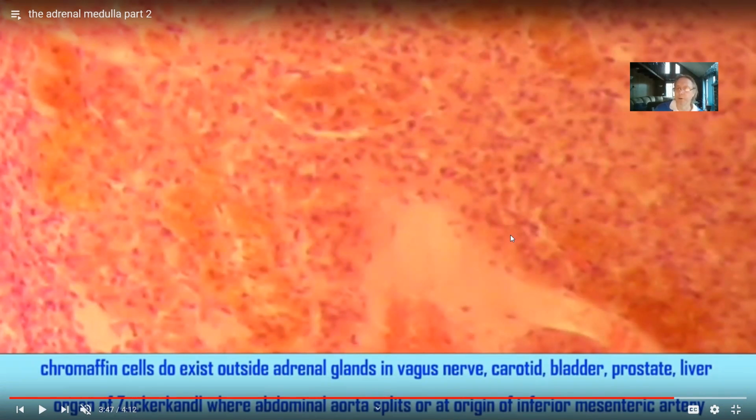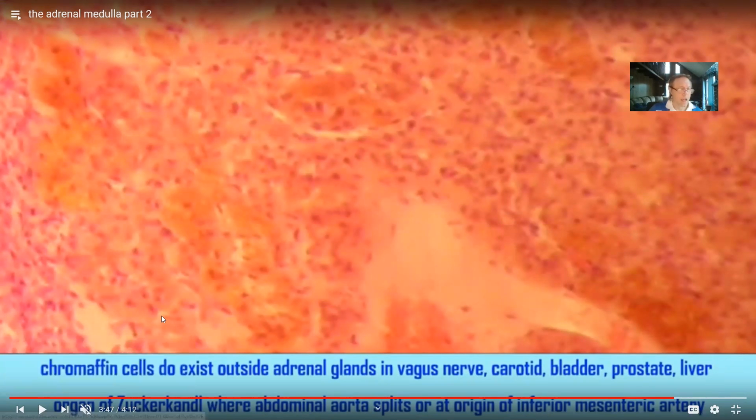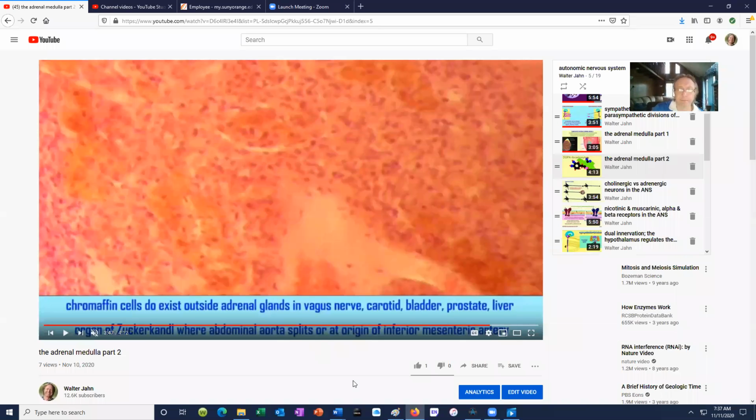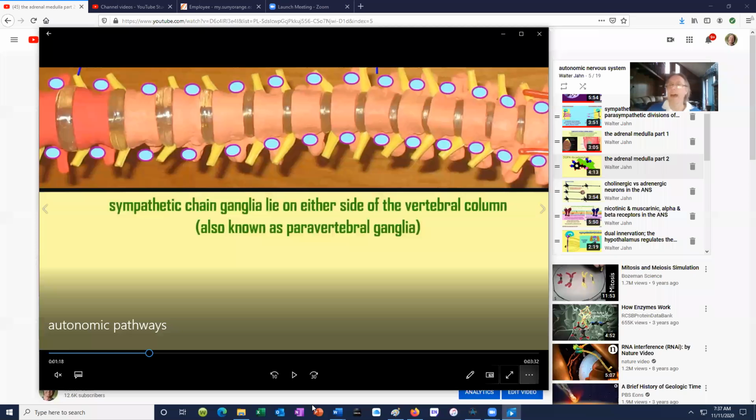So the vagus nerve, the carotid, the bladder, the prostate, the liver, and also something known as the organ of Zuckerkandl in either the abdominal aorta or in one of the branches. We also have chromaffin cells there. Okay. So that's a significant part of the sympathetic division, as is this.